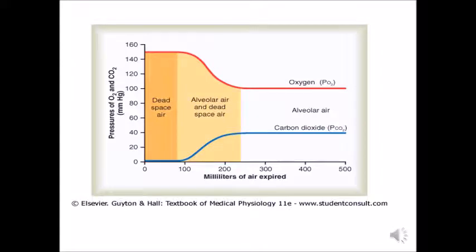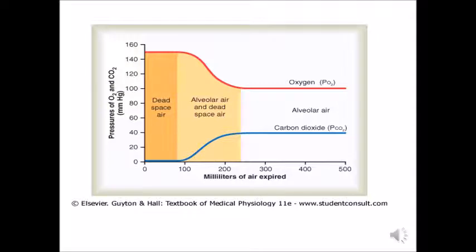Now this graph is showing composition of air at various levels. So on the y-axis there are partial pressures of oxygen and carbon dioxide shown, and on the x-axis milliliters of the air expired is shown. So when we start taking a breath, initially the air enters into the nose and conducting zone, which is a dead space area. So you can see the composition of the dead space air. The oxygen is having partial pressure almost equal to atmospheric air, and carbon dioxide is almost negligible because it is negligible in atmospheric air.